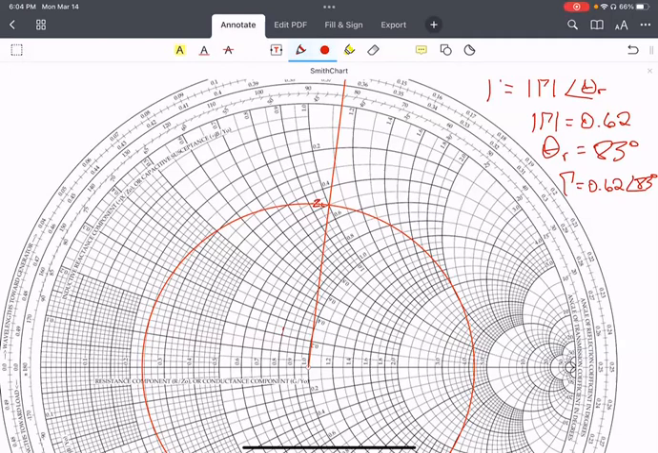I like this form for gamma. This is a good form for gamma. The reason I like it is because, well, let's just review what we're talking about here for a second, because it's easy to get lost in this.